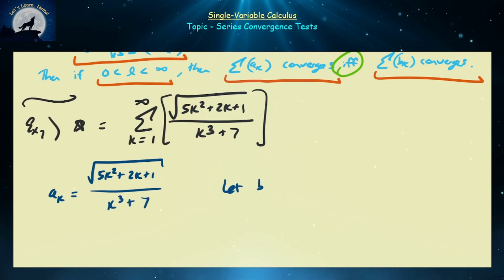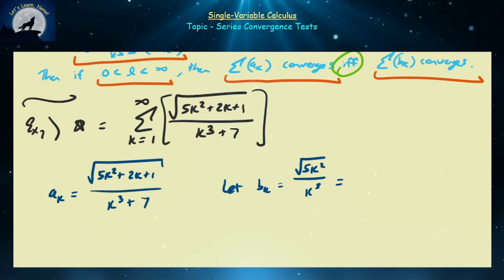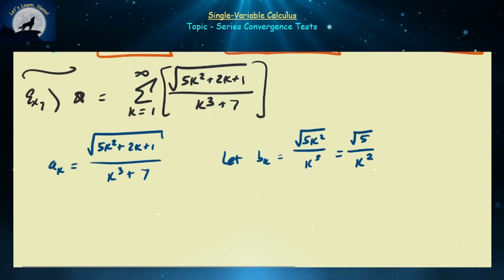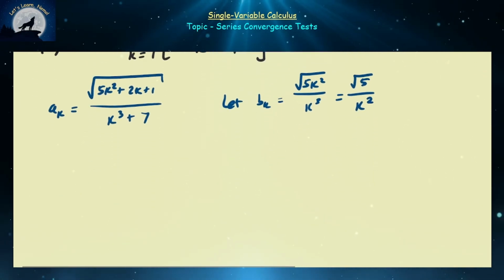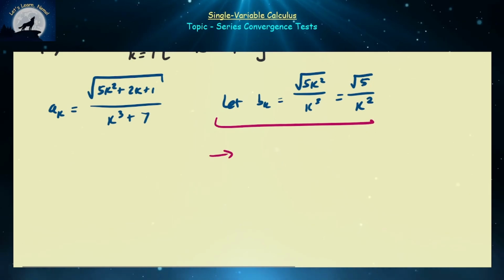And what we're going to do is let b_k be equal to the square root of 5k squared, the leading term of the top, divided by the leading term of the bottom, which we should be able to see is just the square root of 5 all over k squared, because the square root of k squared is just k, since k is positive, and k divided by k cubed is k squared. So we have this series b_k. Now let's investigate its convergence. So if b_k is going to be this, then what is its sum?